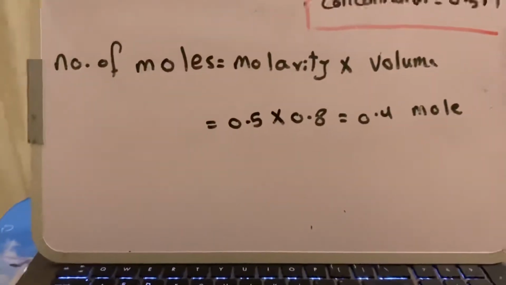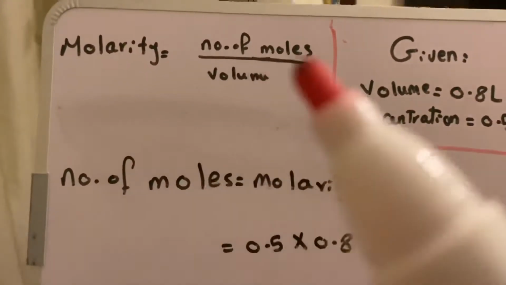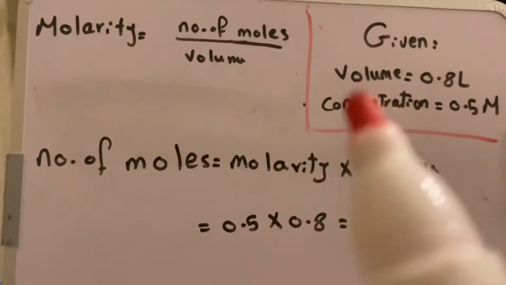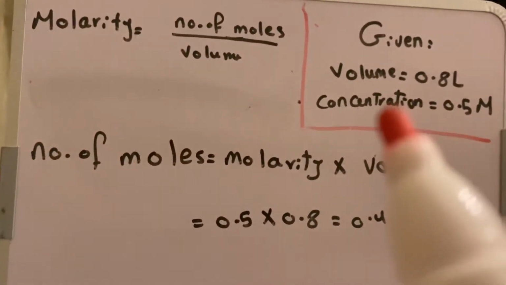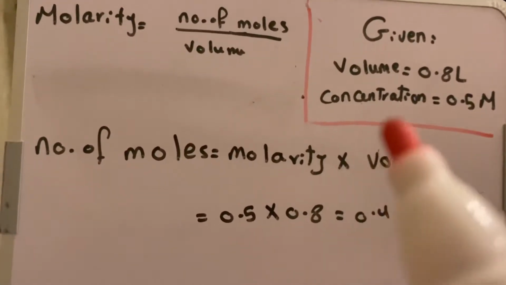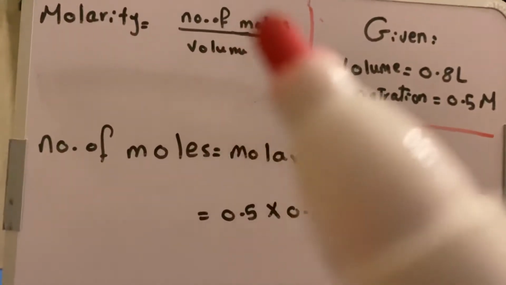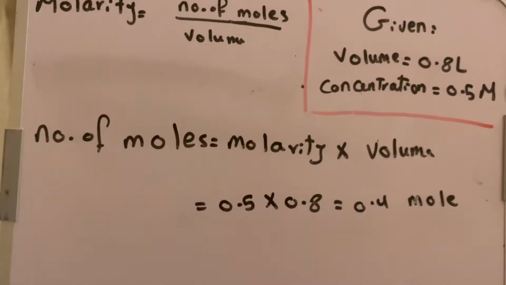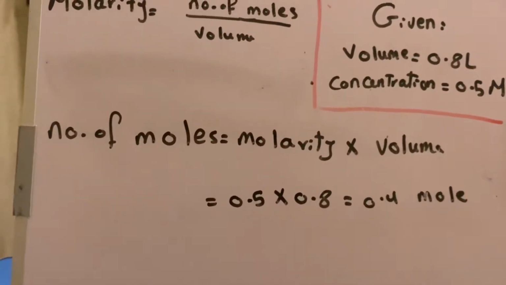And as you know from the previous video, molarity equals number of moles divided by volume. The volume is given, which is 0.8 liter, and concentration equals 0.5 molar. Concentration means molarity, so we can substitute with the concentration number in molarity and with the volume here. So number of moles equals molarity times volume. Molarity equals 0.5 and volume equals 0.8. So the final answer is 0.4 mole.